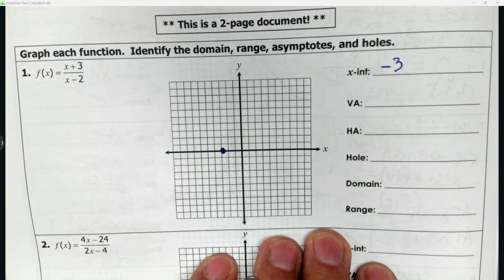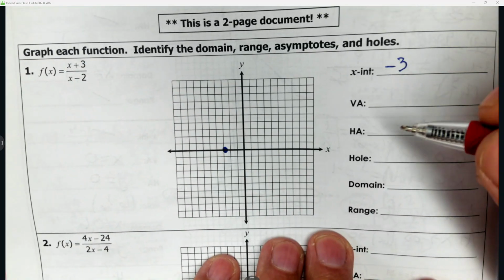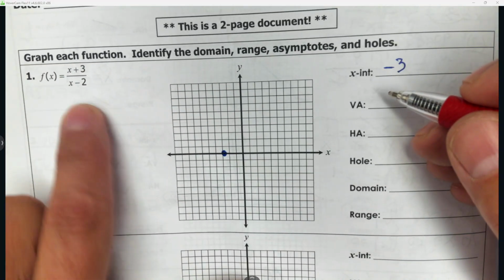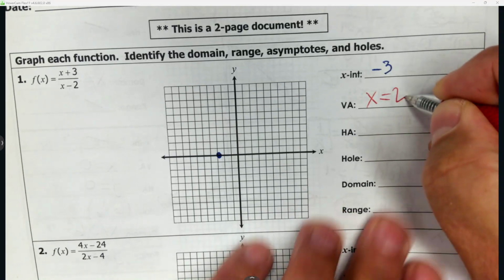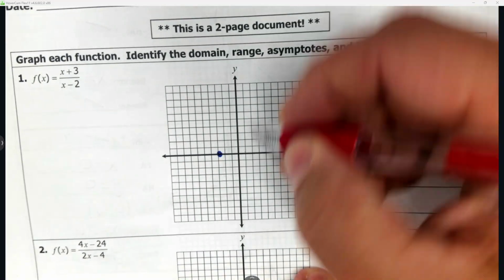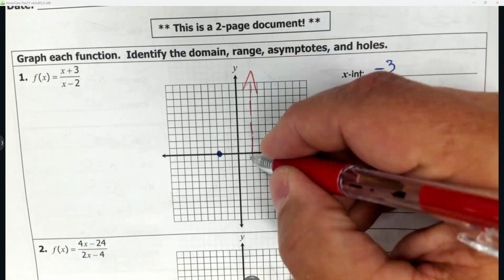The next is the vertical asymptote. I'm going to do this with color. That's the 0 of the denominator. So the opposite number, that's going to be x equals positive 2. So start in the middle, go 2 to the right, and draw a vertical line through 2.